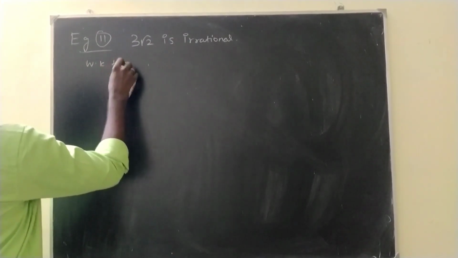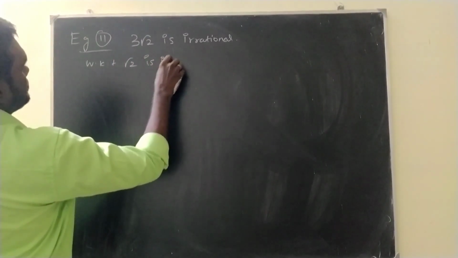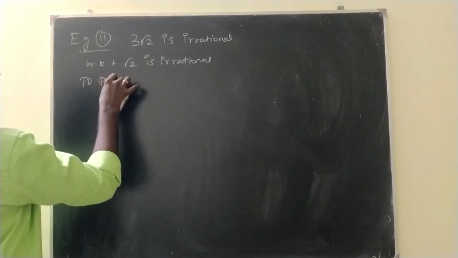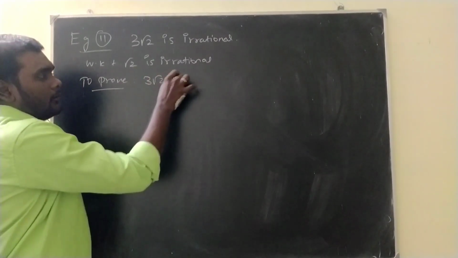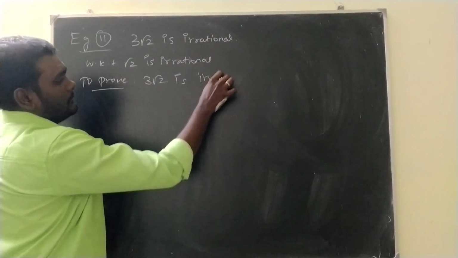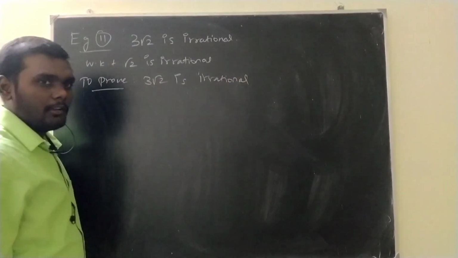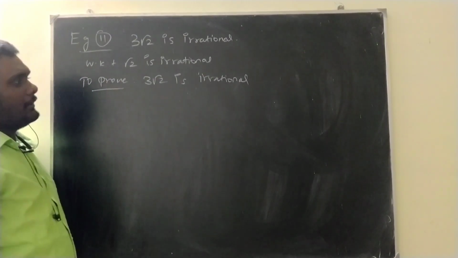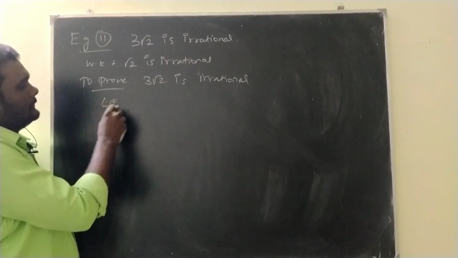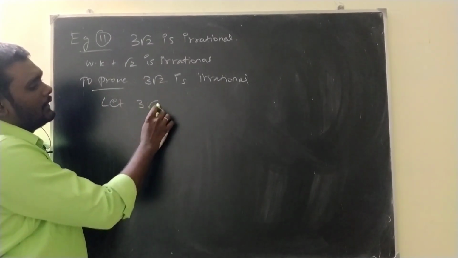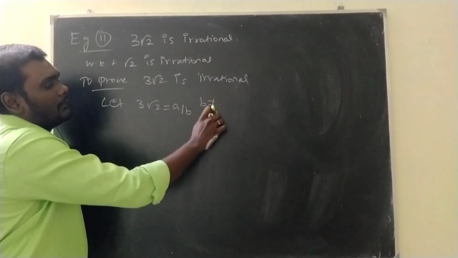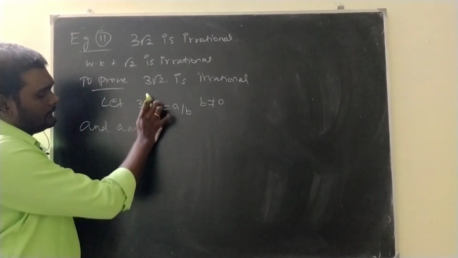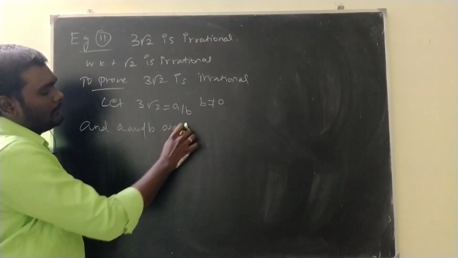We know that root 2 is irrational and we need to prove 3 root 2 is irrational. I think you are used to this. Then after that, what is our assumption? Let this 3 root 2 be equal to a by b, b not equal to 0, and a and b are co-prime.